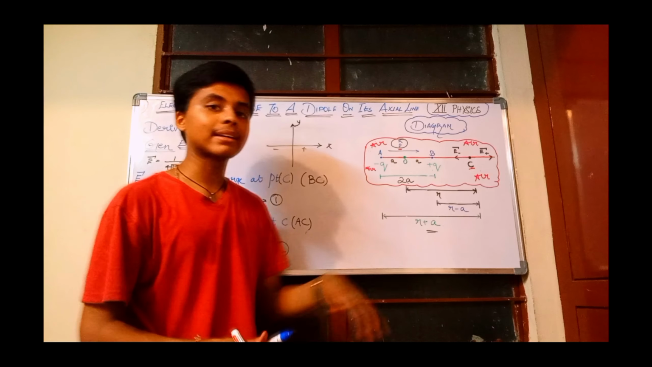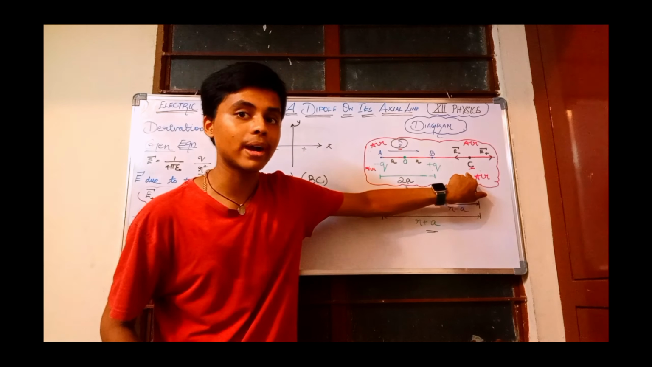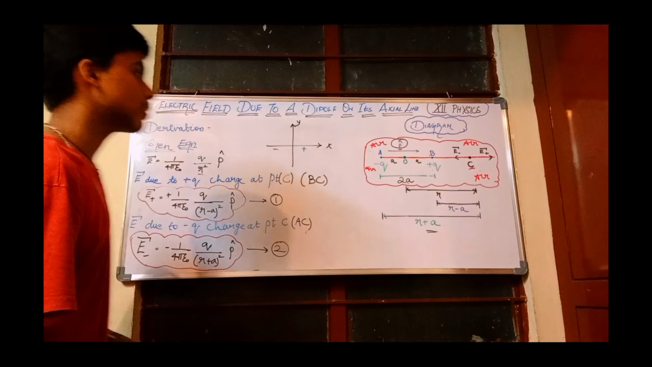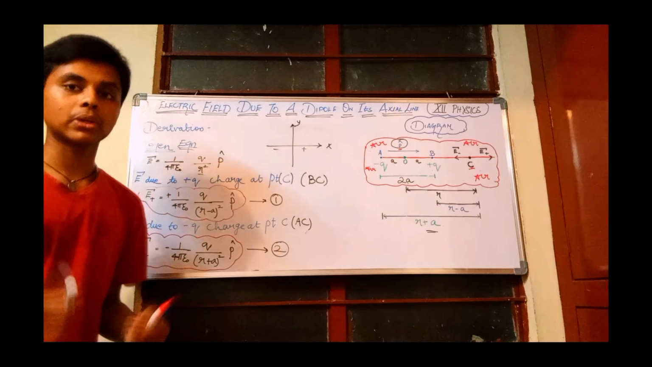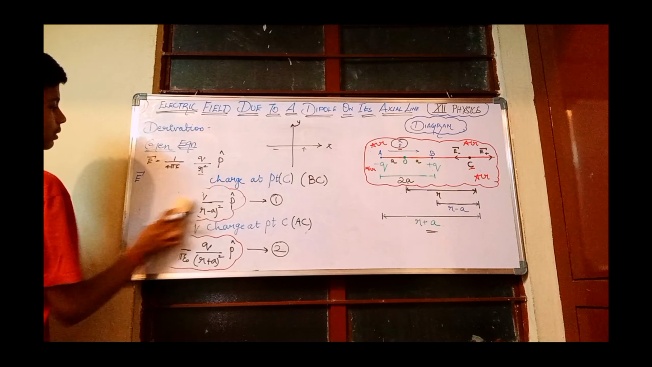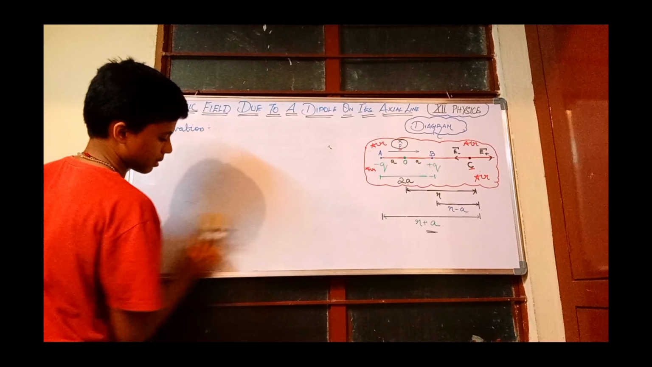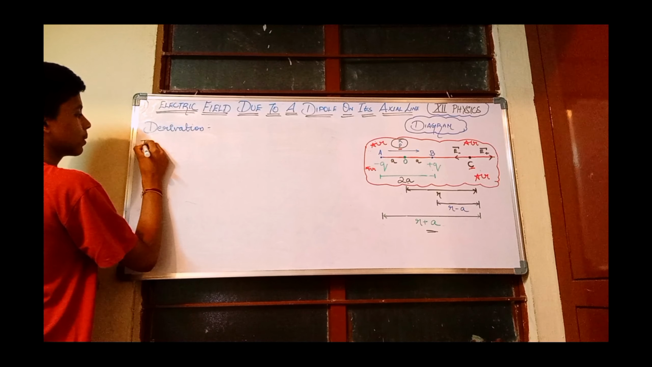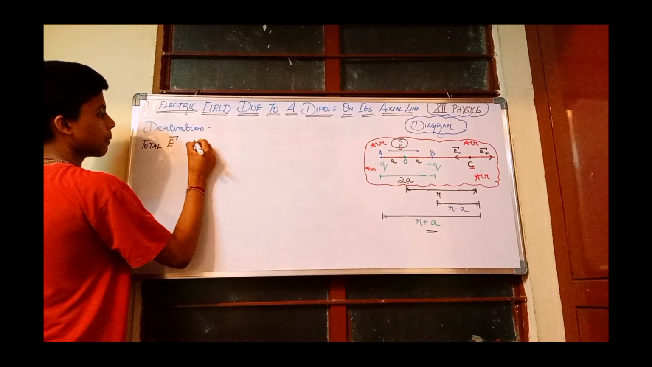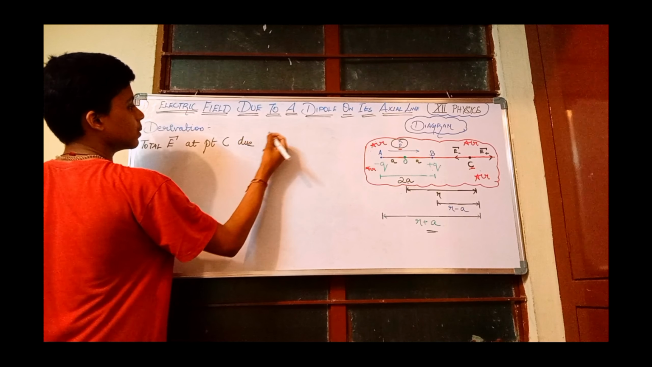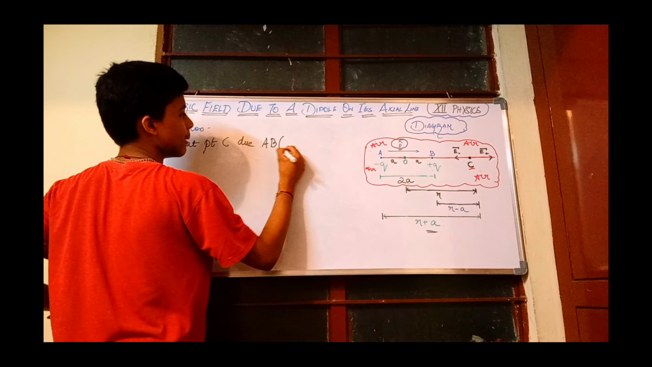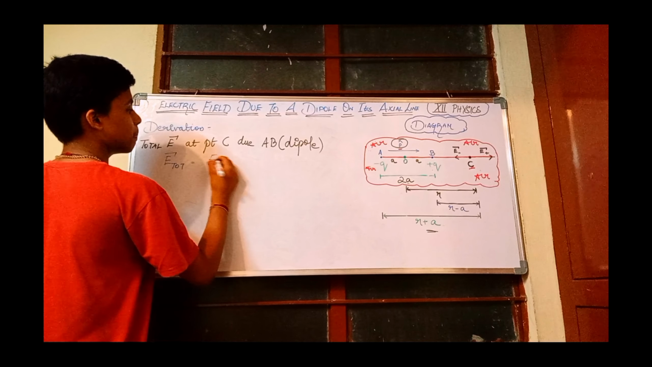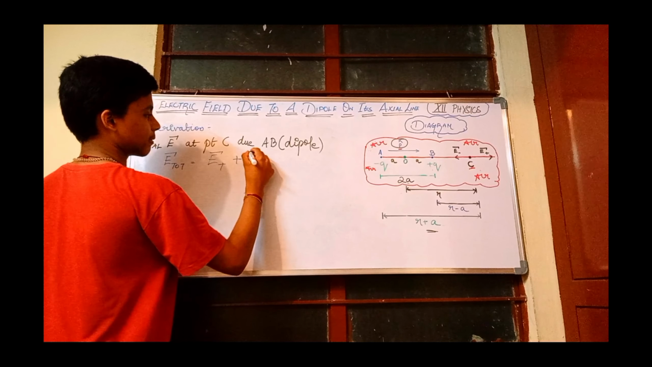Now I need to find the total electric field at a point C due to this electric dipole. So what I'm going to do is, I'm going to add these 1 and 2 equations to find the total electric field. So now to find the total electric field at a point C, due to AB, which is nothing but dipole, E vector is equal to E plus vector plus E minus vector.